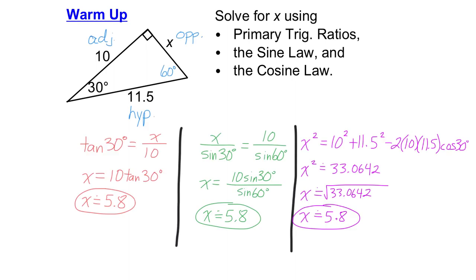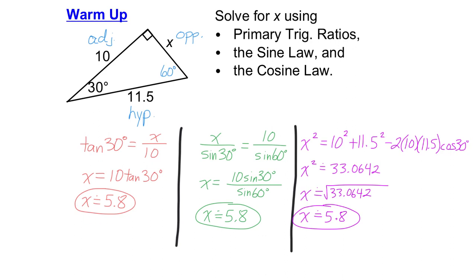Here's 3 ways. If I look at the 30-degree angle and I label the sides opposite, hypotenuse, and adjacent, I get tangent. I can use the tangent, opposite over adjacent, and I got 5.8. Now I could have also used the opposite and hypotenuse, which would be sine. So I could have said sine 30 equals x over 11.5 and solved, and I would still get the same answer.